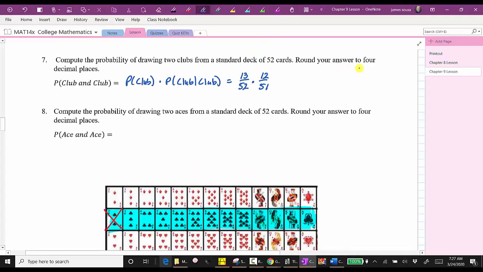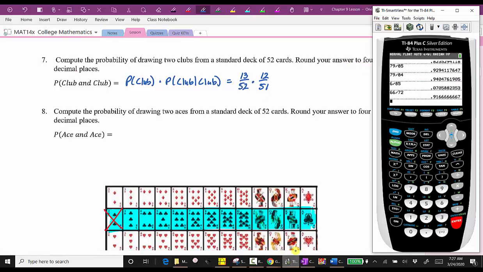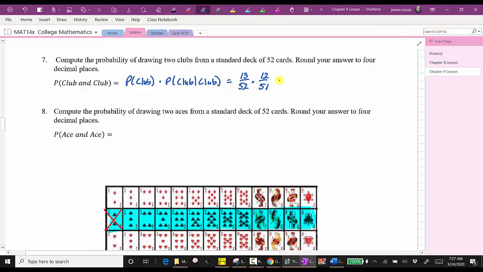And we're told to give the answer as a decimal to 4 decimal places, so now we'll go back to the calculator and find this product. 13 divided by 52 times 12 divided by 51, enter. Because we have a 2 in the 5th decimal place, we round down to 0.0588.